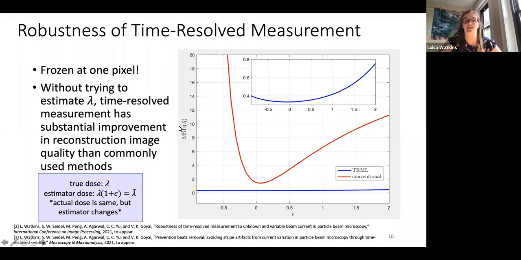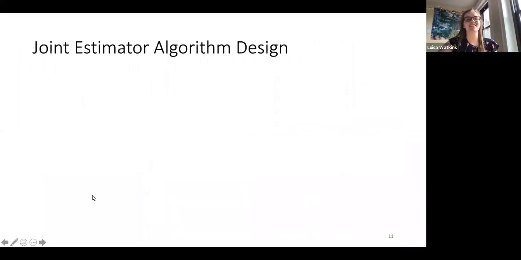So that just demonstrates just how robust this time resolved measurement, and specifically this time resolved associated algorithm, is to beam current variation. And this was great to see, and this led into my design of what I'm contributing for my project.